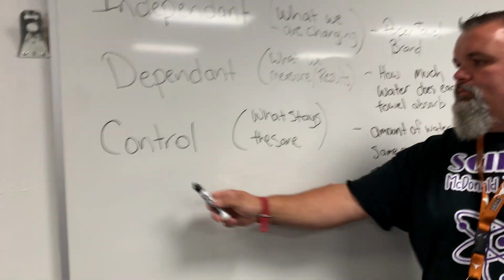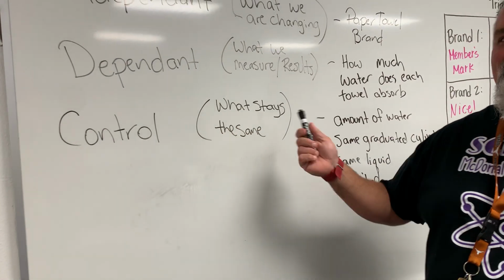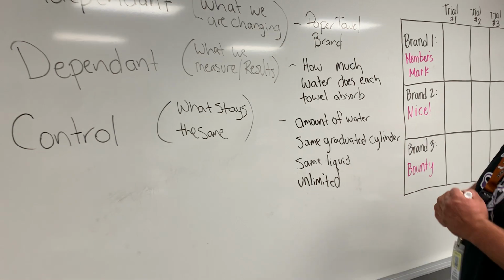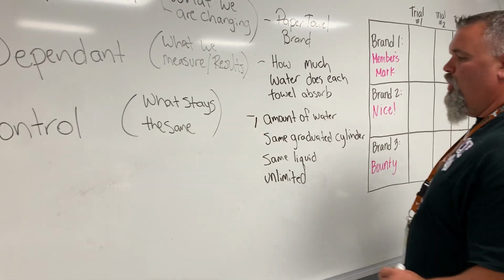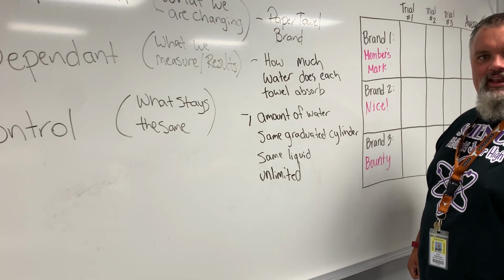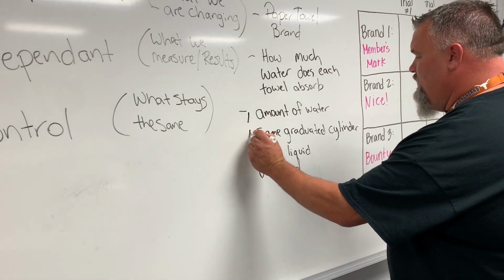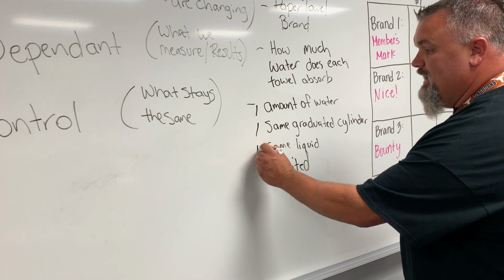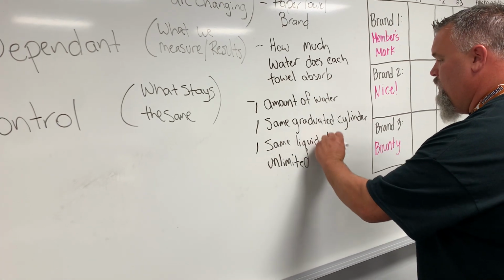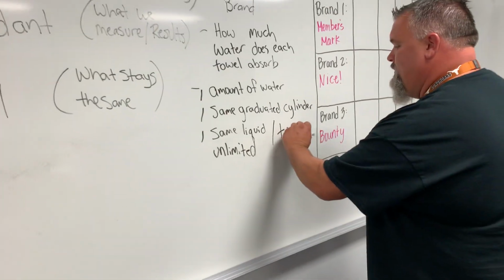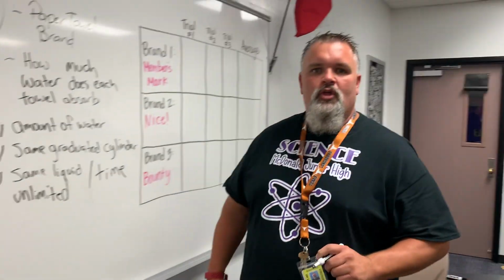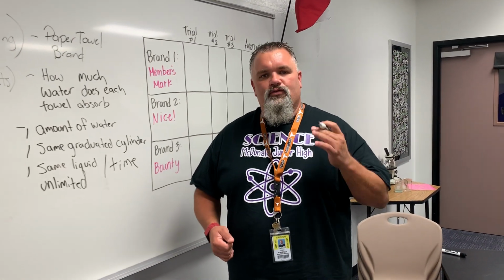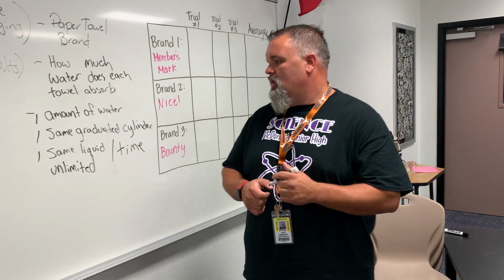And the control. The control is what stays the same in this experiment. So we're going to have the same amount of water, and that's 50 milliliters. We're going to have the same graduated cylinders, they're exactly the same. The same liquid, which is water. I forgot one. We're going to have the same time. We're going to put the towel in the water for a total of 5 seconds.